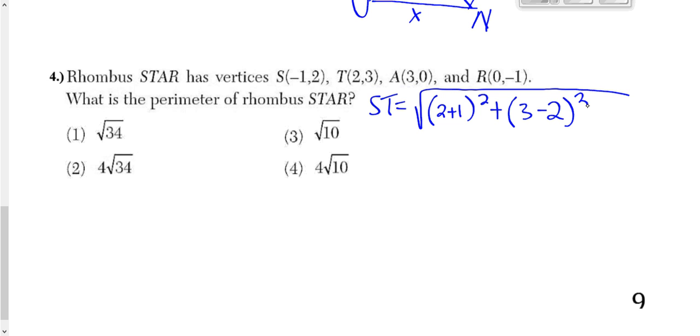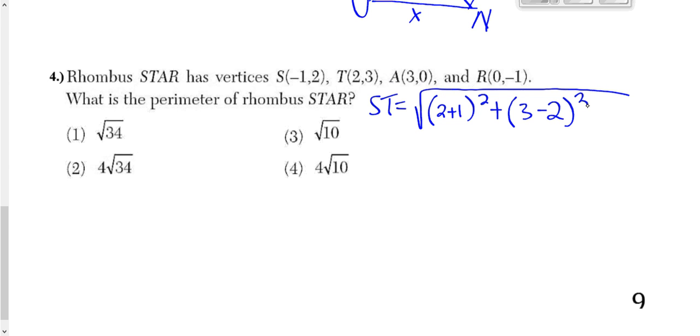Wait a minute, why do I have 2 plus 1 here, guys? I thought it was x2 minus x1. Oh, it's minus a negative. I'm shortcutting a little bit there. You all catch that? Just know that anytime you subtract a negative, it's the same as adding. Okay?